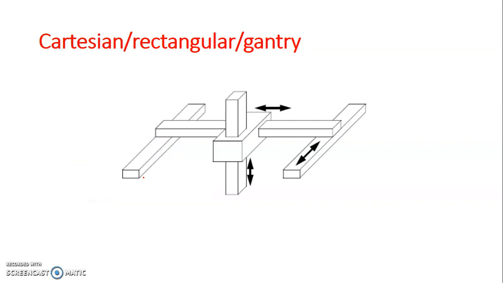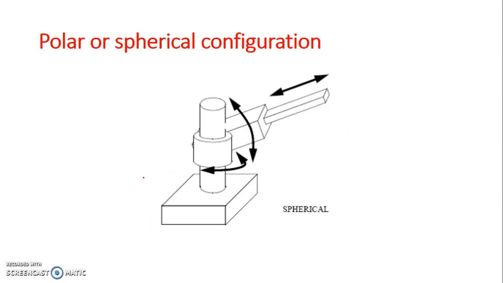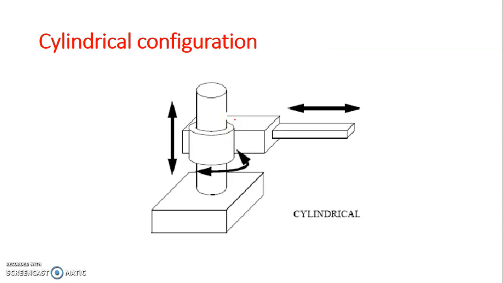So we discussed this Cartesian or rectangular gantry type of robot. We understood how this robot works, and we understood cylindrical configuration of the robot also. Next we have polar or spherical configuration of the robot. In this robot we can observe that this configuration and the cylindrical configuration of the robot are almost the same. You can observe the diagram.